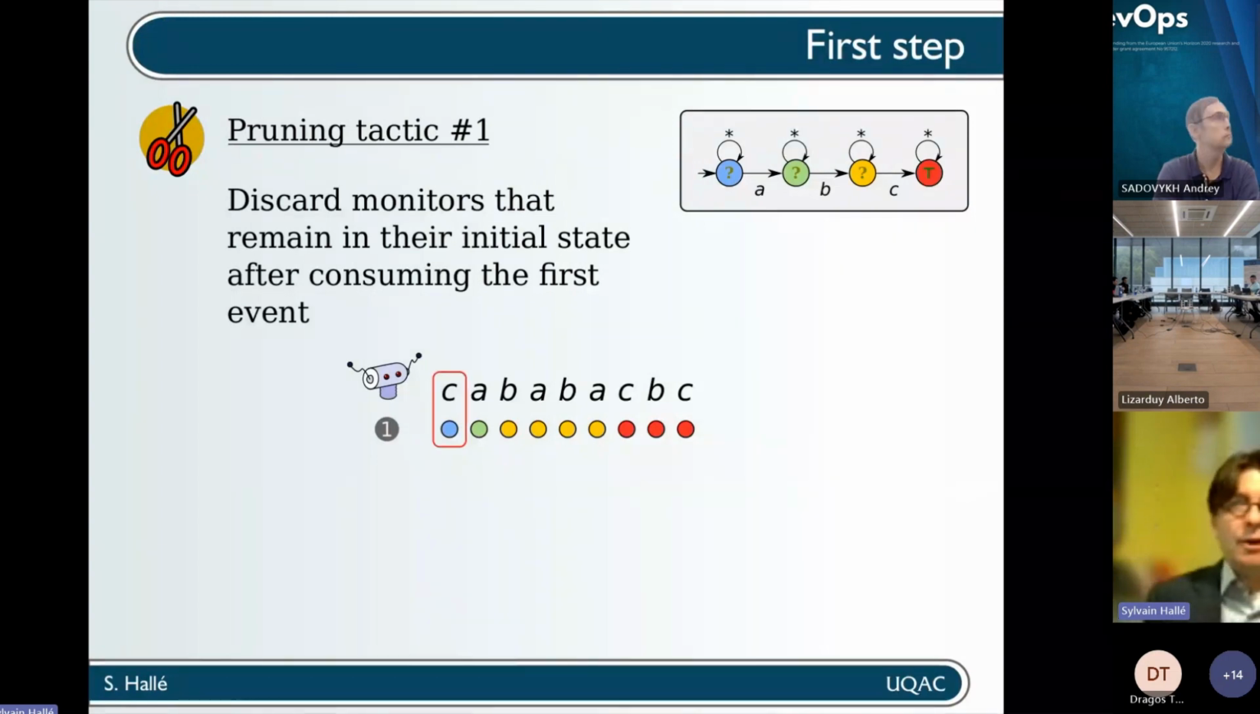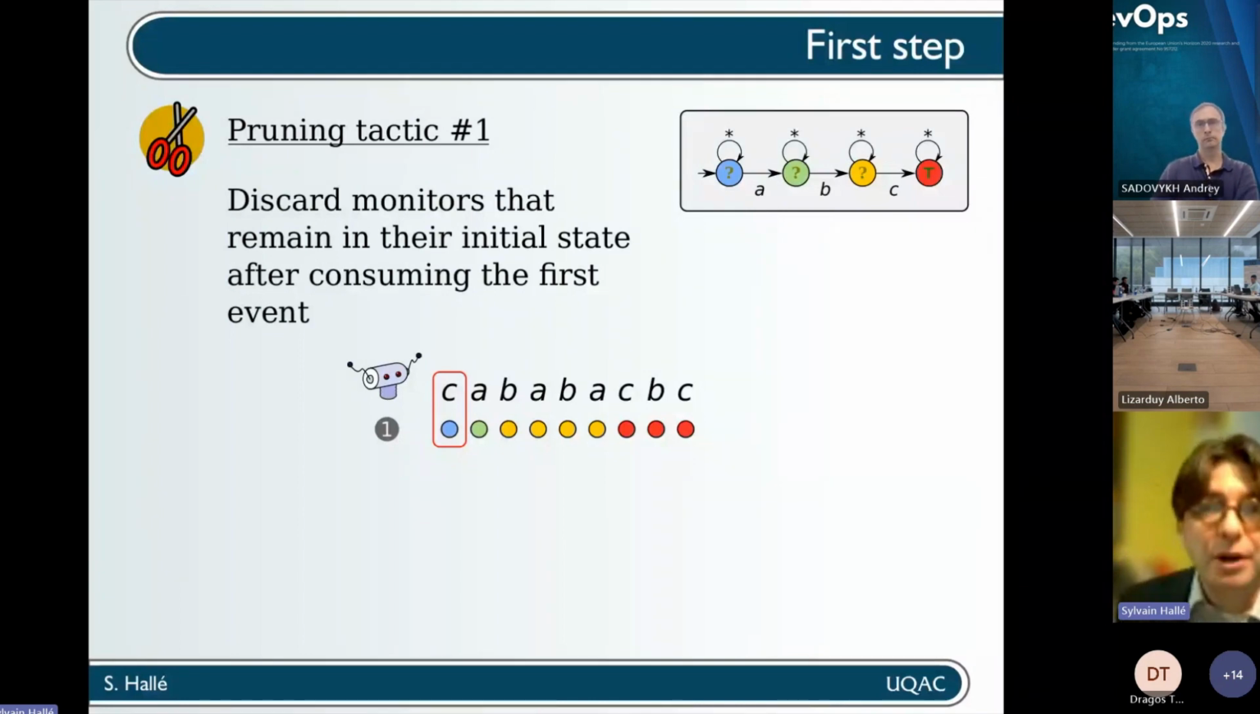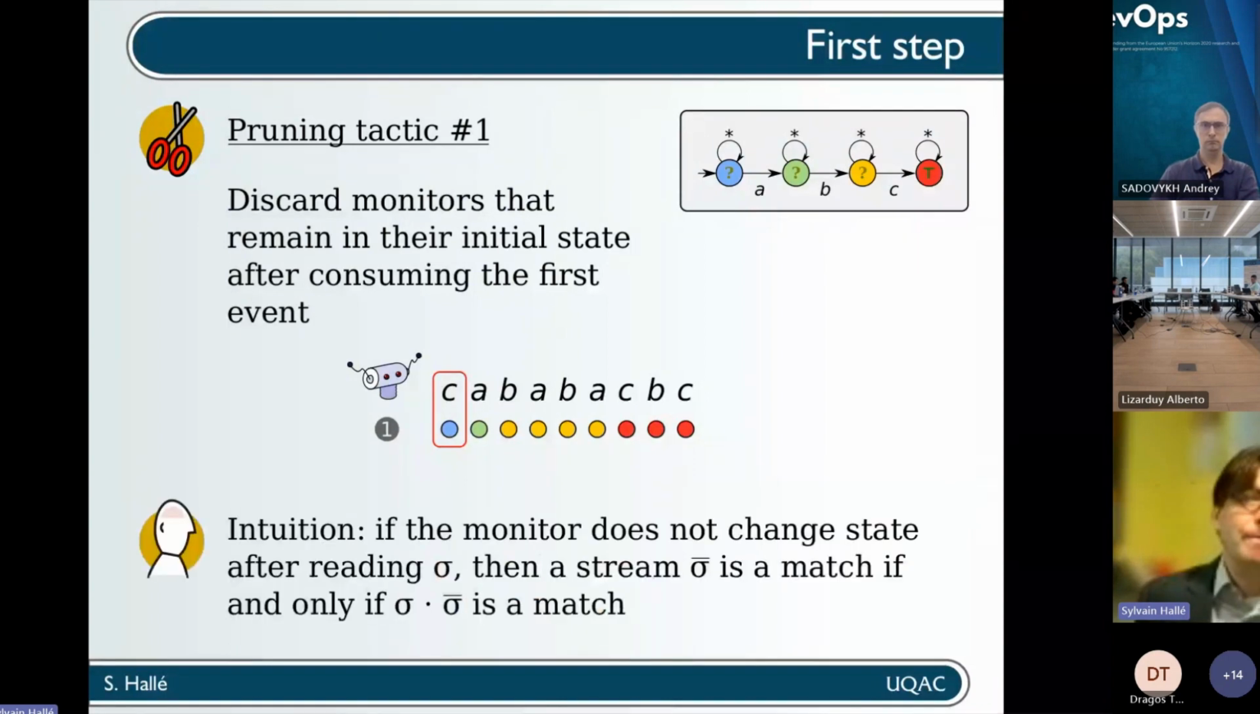And you can observe that on the first event, the monitor remains in its initial state. When it reads the C, it stays in the blue state. So the pruning tactic number one is to say, let's disregard this monitor from this point on. We can just delete this instance of monitor.